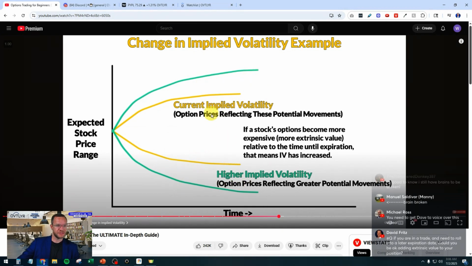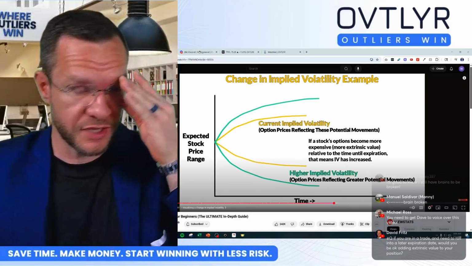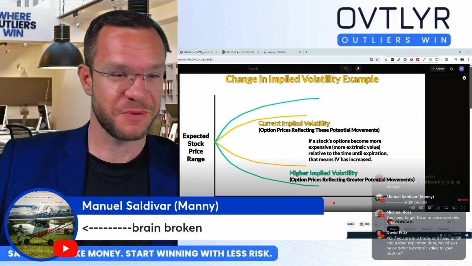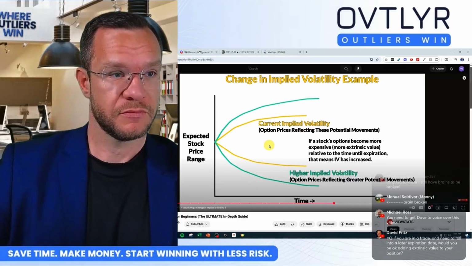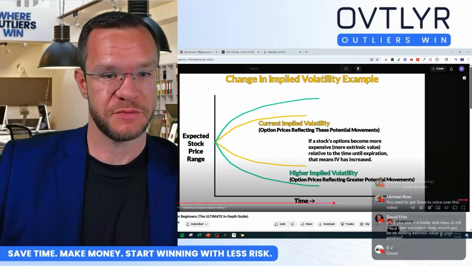Now, what causes this change? Do me a favor in the chat: what do you think would cause this implied volatility move, this implied volatility range, to expand? It's really easy once you understand what you're looking for. What would you expect to see happen for this implied volatility expansion?